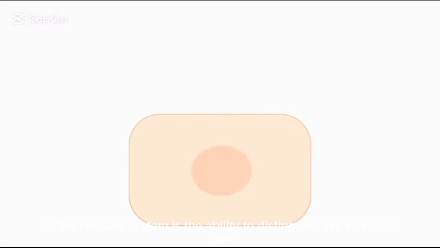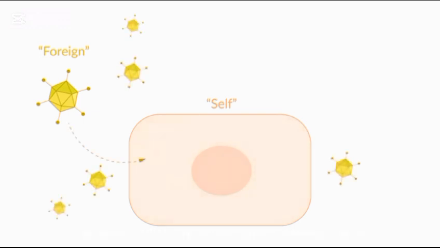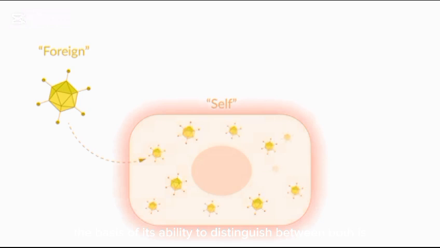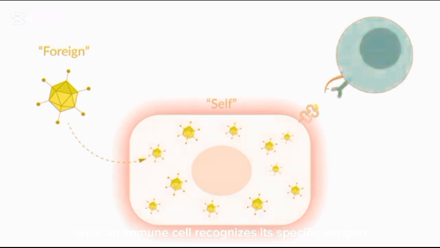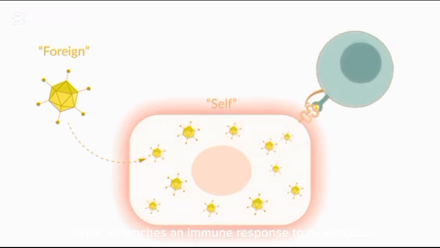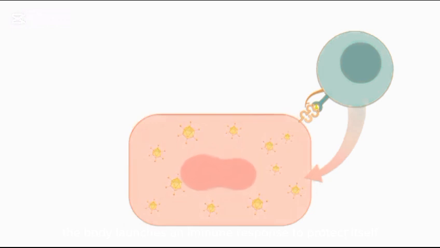An important function of the immune system is the ability to distinguish self from non-self or foreign. This remarkable ability is necessary because our bodies are constantly exposed to pathogens, for example, viruses. The basis of its ability to distinguish between both is the presentation of antigens to immune cells. Once an immune cell recognizes its specific antigen, the body launches an immune response to protect itself.